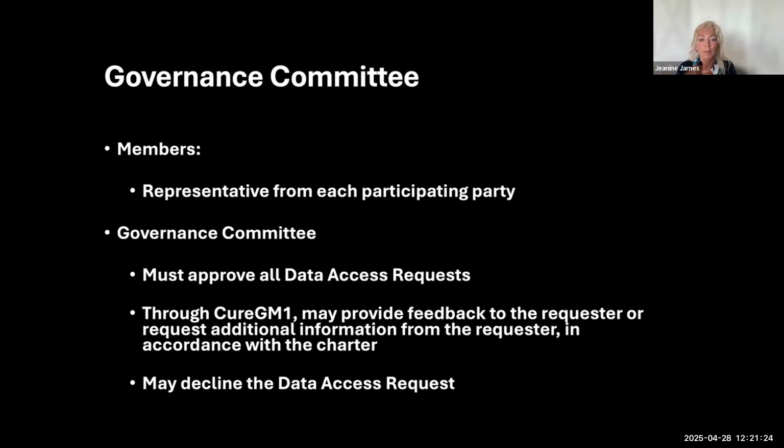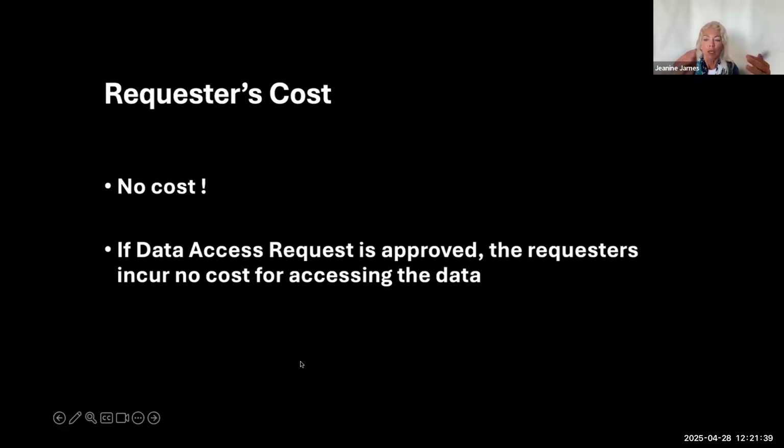And Cure GM1 may request additional information from a requester, and they may also decline the request. So there's a certain amount of control retained by the different parties contributing data. And again, that is reassuring to me. My main concern is I don't want the data to be misinterpreted or misrepresented.